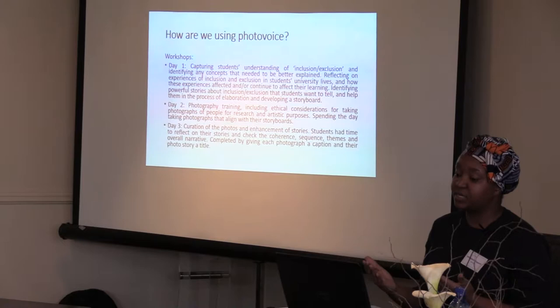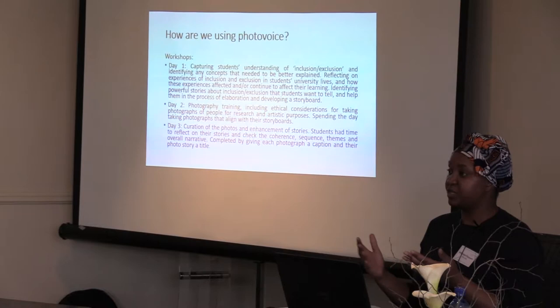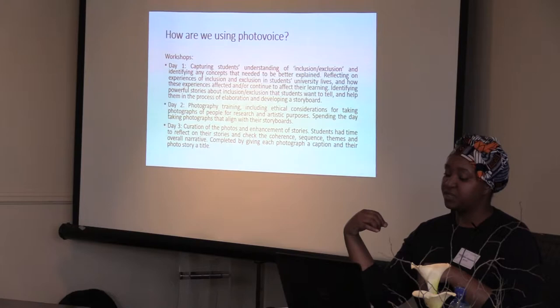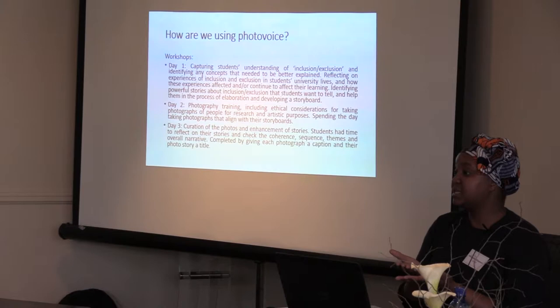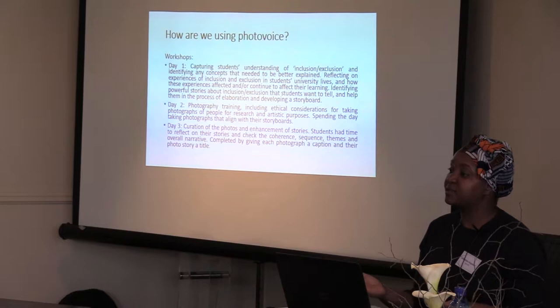On the third day of the workshop, we then had the curation process, which meant that students were selecting the best photos from the range of photographs that they took, and deciding on which ones were most representative of the different themes or stories that they wanted to tell with individual photographs. So that was the final selection of the six photographs and basically the last stage in developing the photo story. Students also captioned each photograph, and they also gave an overall theme or title to the story. And this is the process that we went through.